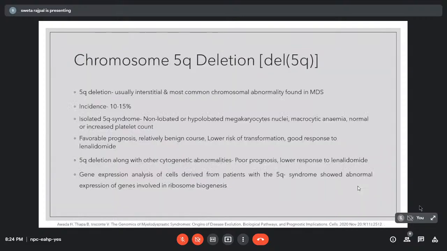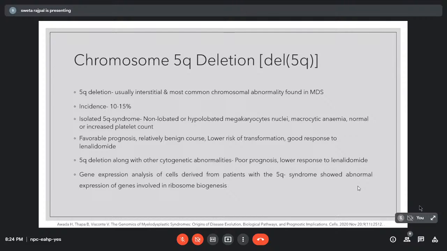Among the cytogenetic abnormalities, the deletion 5q is the most common one. Its incidence is around 10 to 15%, and it is a very specific subtype of MDS and a distinct entity in WHO criteria. It generally has increased numbers of hypolobated megakaryocytes, with macrocytic anemia and a normal or increased platelet count. They have a favorable prognosis and a relatively benign course, with a lower risk of transformation and a good response to lenalidomide.